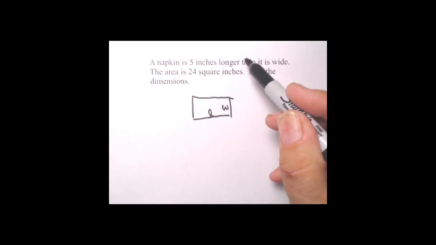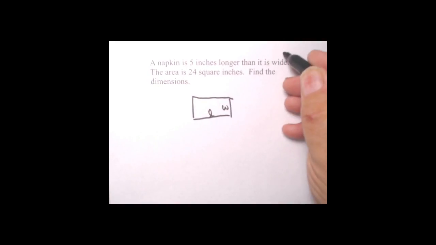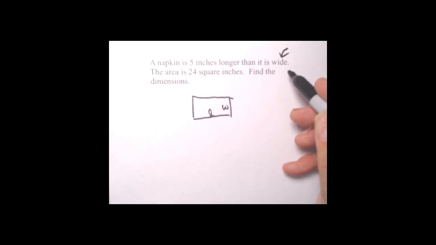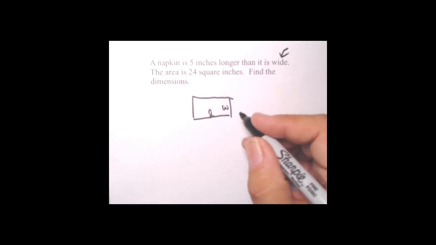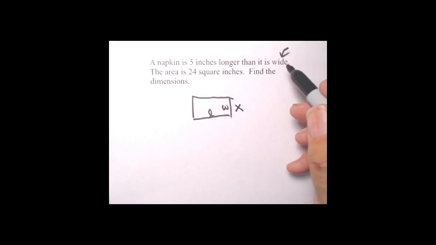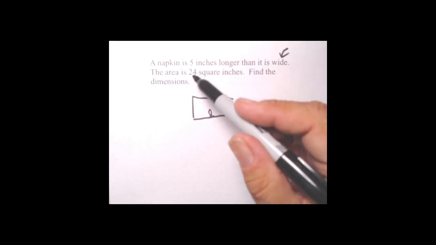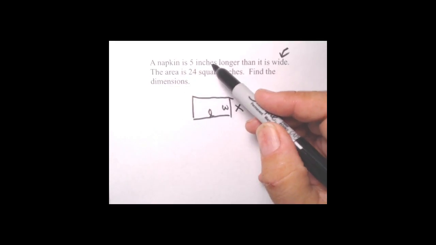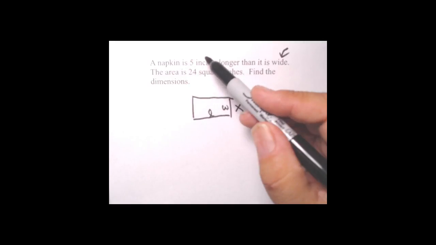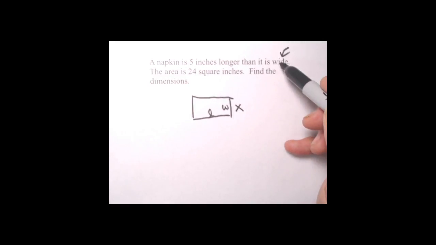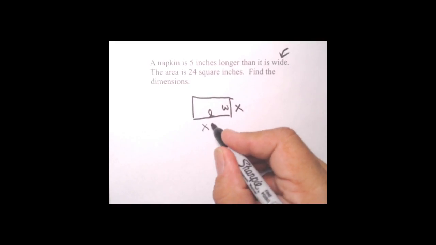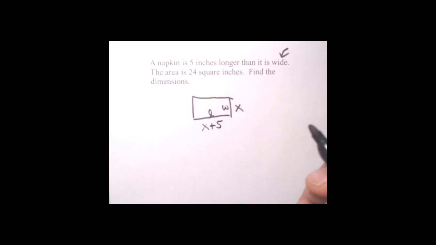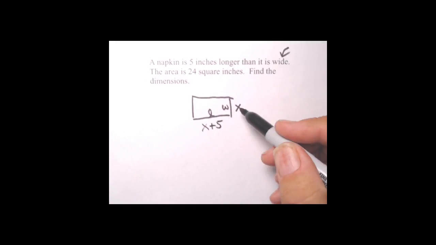Well, a napkin is 5 inches longer than it is wide. Remember, when they refer back, whoever they refer back to, that's the guy you want to make X. So they refer to wide, which is the width. Well, make that X. Now, why does it work good doing that? Well, it's very easy to get something for the other guy. The napkin is 5 inches longer than this. Well, okay, we took the width to be X and we want it to be 5 inches longer, so we simply add 5.